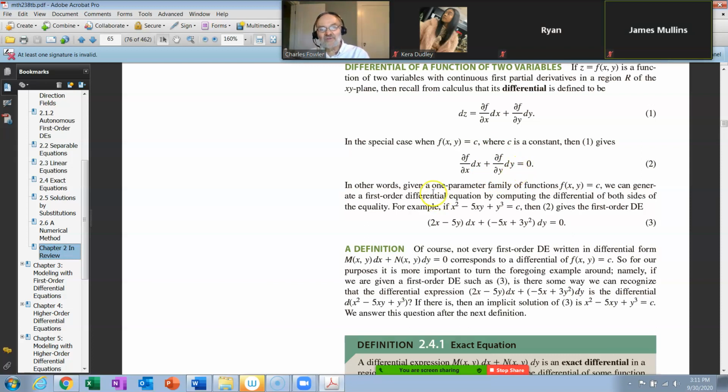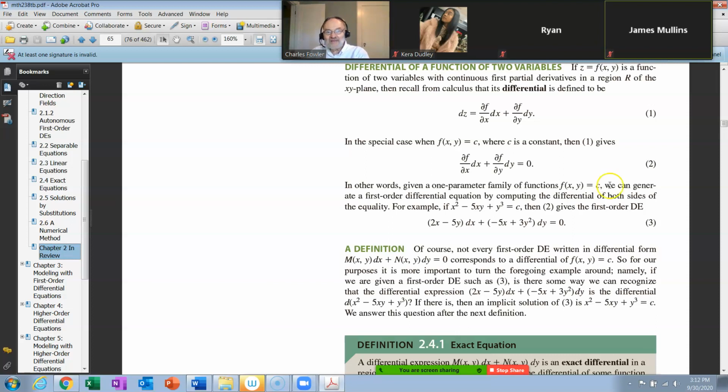In other words, you wind up with a one parameter system, because this is a first order differential equation: dz, dx, dy. You have one first order differential equation. So you get a one parameter family of solutions. That is your family of solutions, f of xy is equal to c. There is your one parameter, c. Then we can generate a first order differential equation by computing the differential of both sides of that equality.